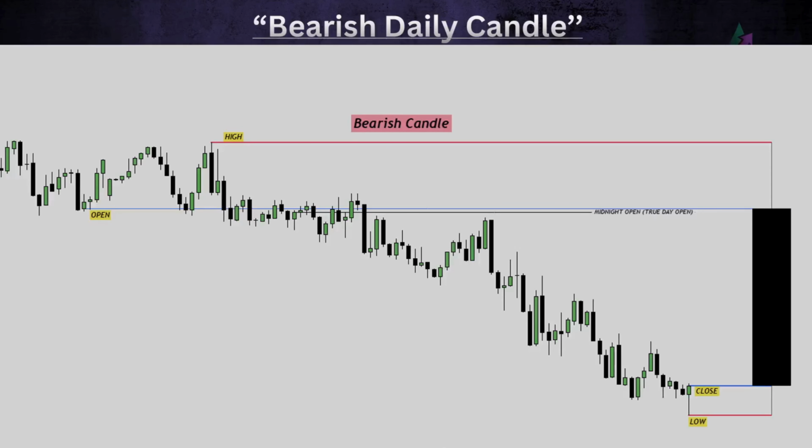Okay guys, this is a bearish daily candle. Again, this is on a lower time frame, so you can see how price moves through the day. As the day goes on, price spends more time moving lower. Any moves higher don't really last. By the end of the day, the close gives you a clear picture. That's what makes it a clean bearish day.